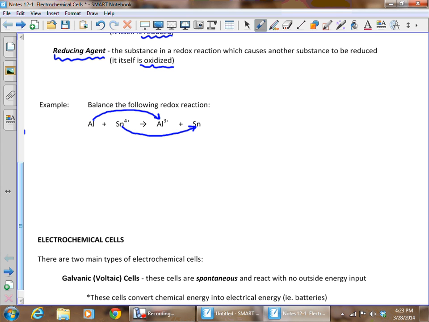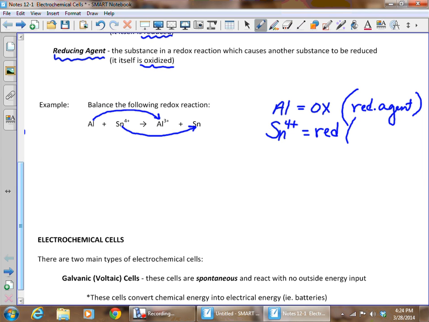So in this particular situation, we could say that aluminum is the substance being oxidized, which means that it is the reducing agent. We can say that Sn4+ is the substance being reduced, and therefore it is the oxidizing agent.